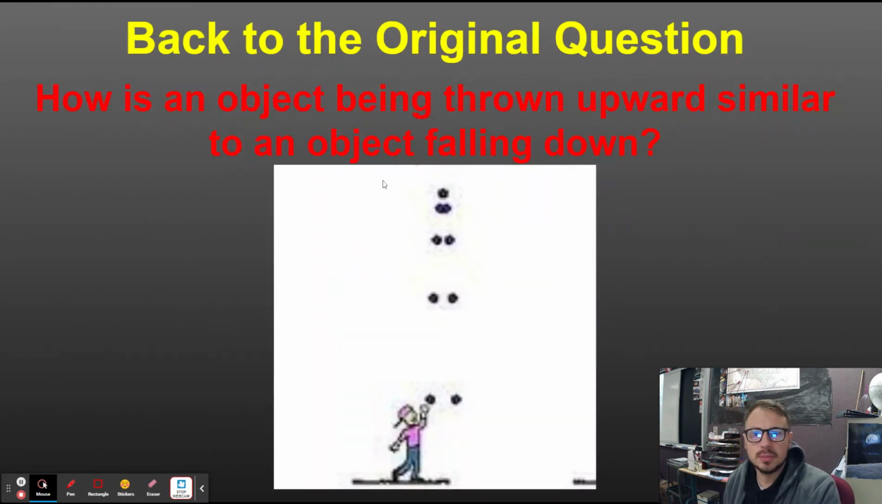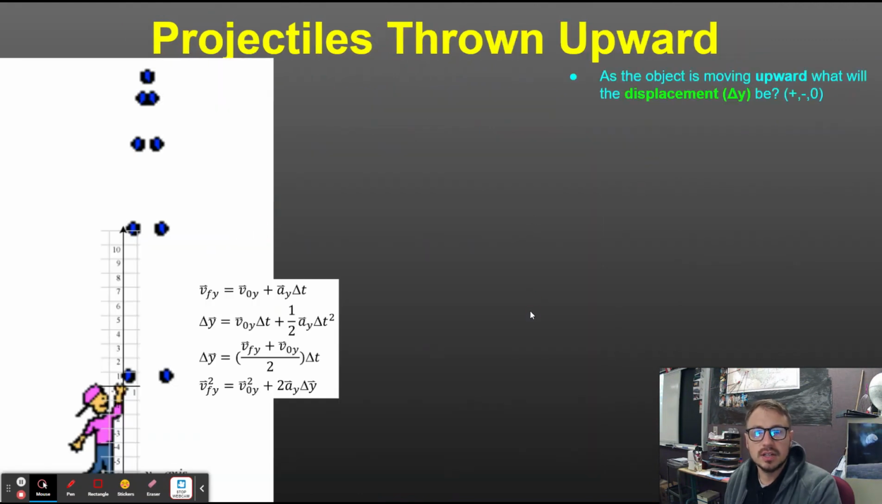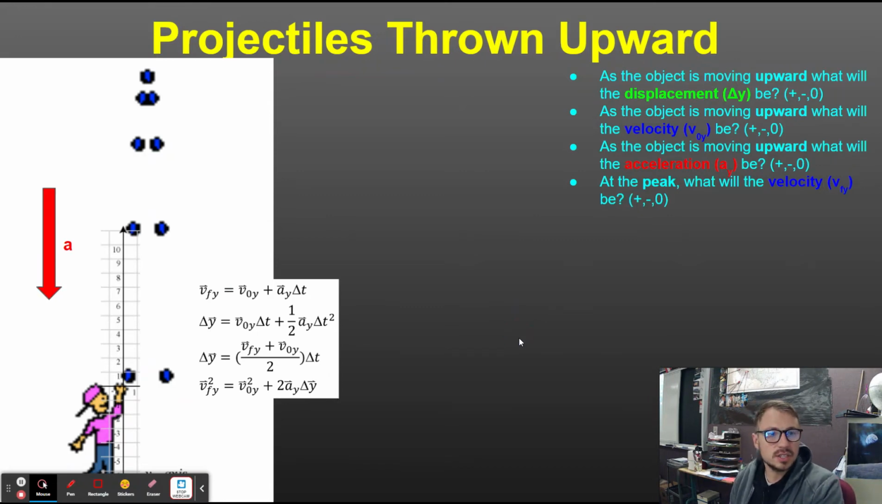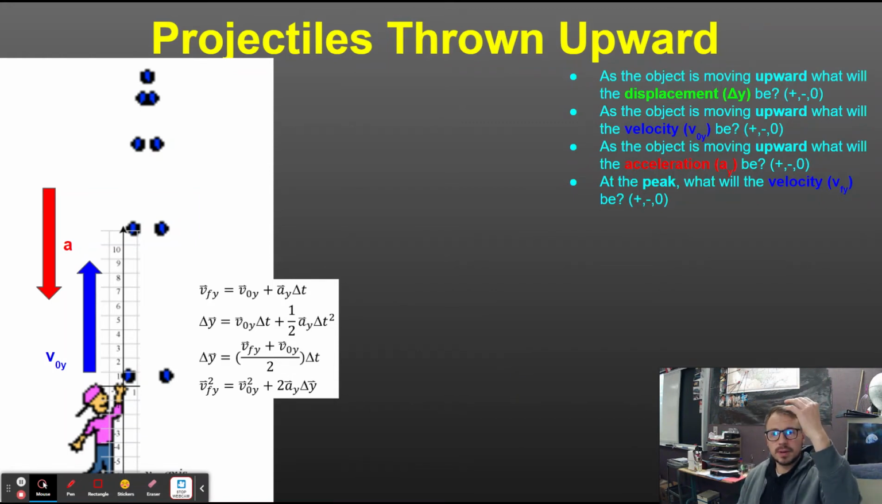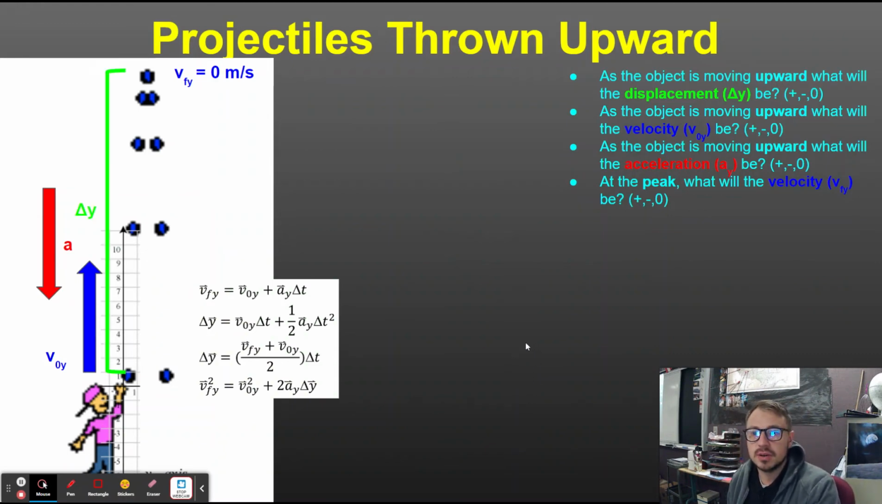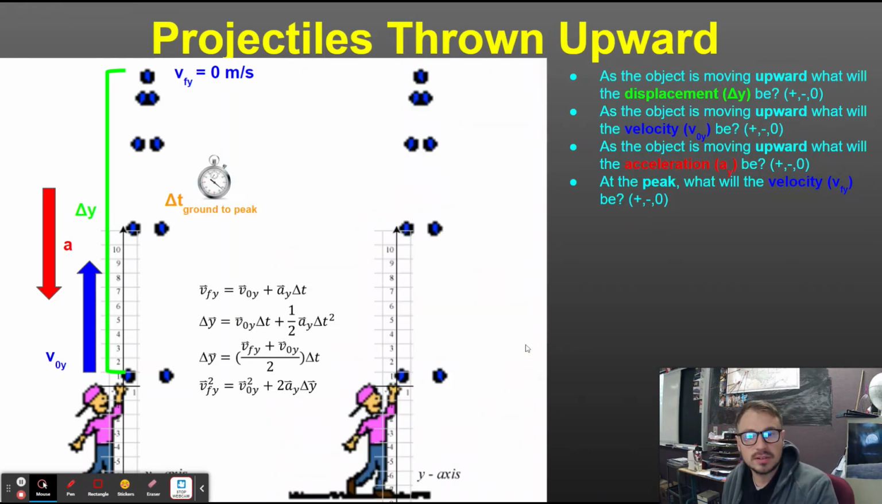How is an object being thrown upwards similar to an object falling down? So let's just take a look at this. The object as it's moving upward, well, the acceleration is going to be negative because gravity is pulling it down. Gravity is what's causing it. Now the velocity as it's moving upward is going to be positive. The final velocity when it gets to the peak is going to be 0. Now the displacement is going to be positive. So now I can calculate the time that it takes to get from the ground to the peak.